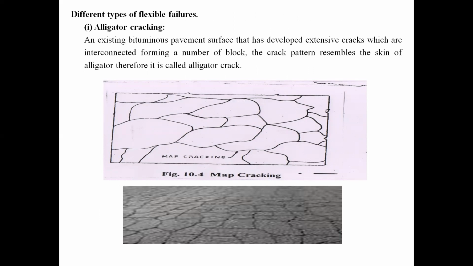The first one is alligator cracking. This is the most common type of flexible pavement failure. This is also known as fatigue failure. An existing bituminous pavement surface has developed extensive cracks which are interconnected, forming a number of blocks. The crack pattern resembles the skin of an alligator, therefore it is called alligator cracking. You can see those cracks in the diagram shown.